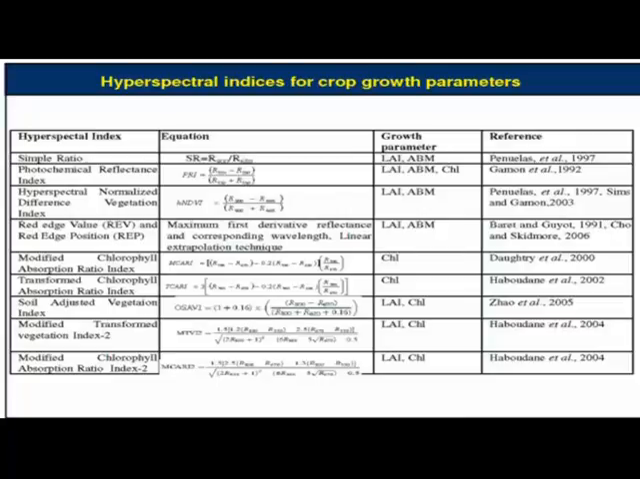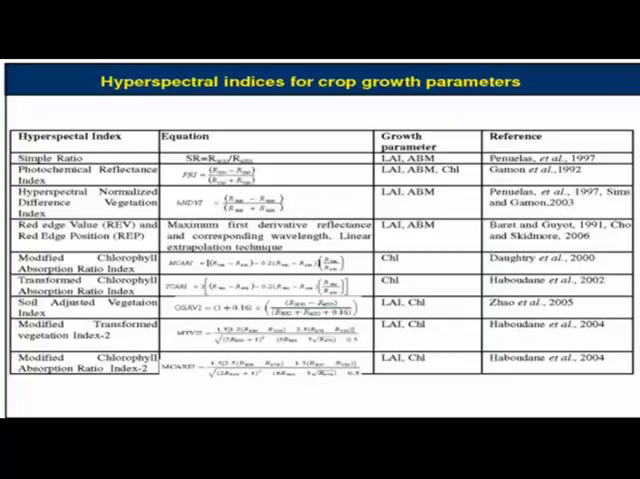So there are many authors who have published work using these sensitive bands, and different indices they have developed, with which they could see not only nitrogen monitoring, but also crop growth parameters, for example leaf area index, above-ground biomass, and also chlorophyll content. So these are the indices.